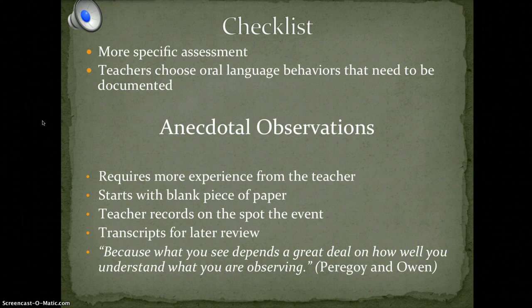Another assessment tool for oral language development is anecdotal observations. This type of assessment requires more experience from the teacher. It starts with a blank piece of paper. The teacher records on the spot the event, trying to keep a record of the interaction as it is. The positive side of this strategy is that you analyze the interaction on the spot and you have the transcript for later review. However, when observing a student, it takes a lot of experience from the teacher to know what to look for, because what you see depends a great deal on how well you understand what you are observing.